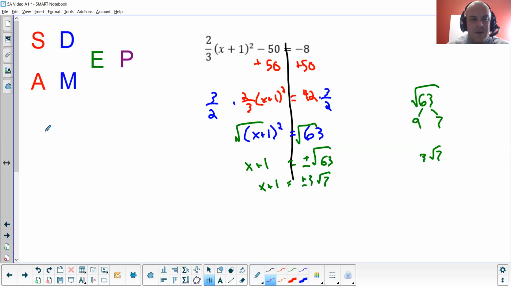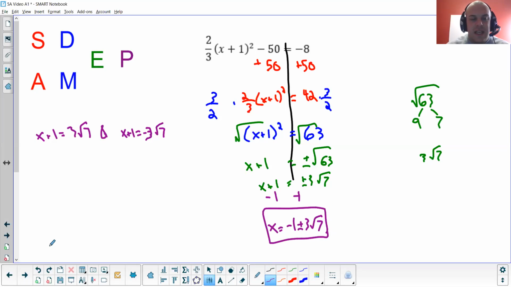Final step, if you want to do it where you rewrite it 2 separate times, x plus 1 equal to 3 square roots of 7, and x plus 1 equal to negative 3 square roots of 7, you're more than welcome to. That's an ugly looking 3. Let's see if we can fix that a little bit. But I like to just do it right here where I can see I have 2 answers where it's x equals negative 1 plus and minus 3 square roots of 7.